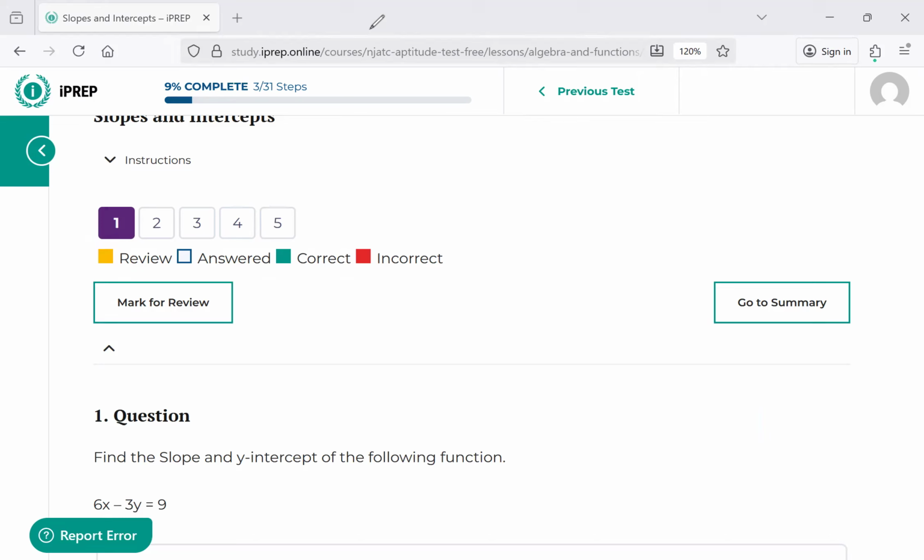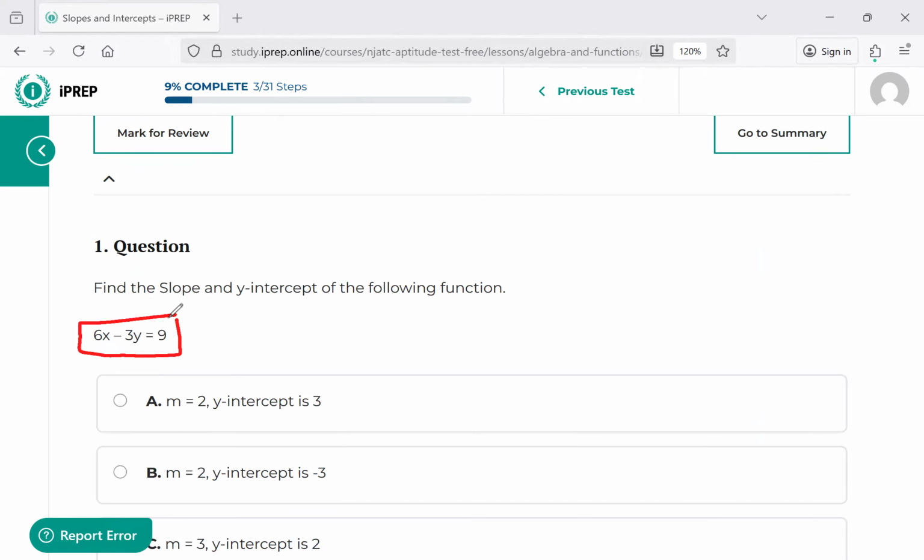Question one, find the slope and the y-intercept of the following function. So this is a linear line. It's in standard form, right? If you need a refresher on linear lines or graphing linear lines, go ahead and check out my supplementary videos on linear functions. It'll explain from scratch how to graph a linear line and what kinds of forms there are.